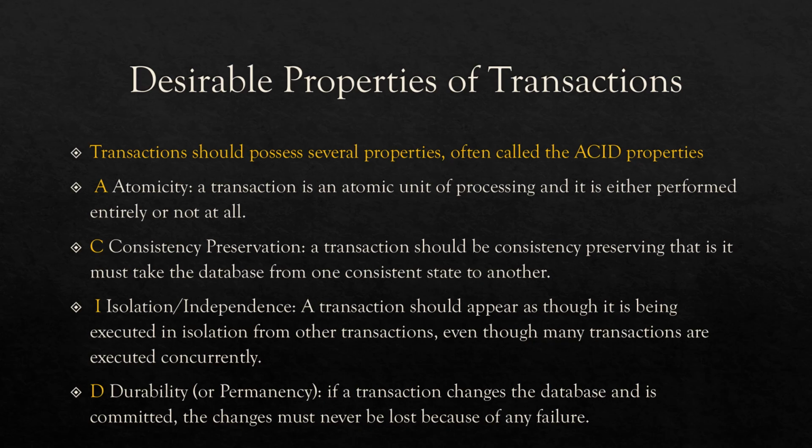Next one is durability. If a transaction changes the database and is committed, the changes must never be lost because of any failure. Durability is nothing but permanency. Permanent means we cannot avoid it. For example, the sun is permanent; the sun will rise early in the morning, and it will not change. Likewise, once a transaction is committed, it will never change.